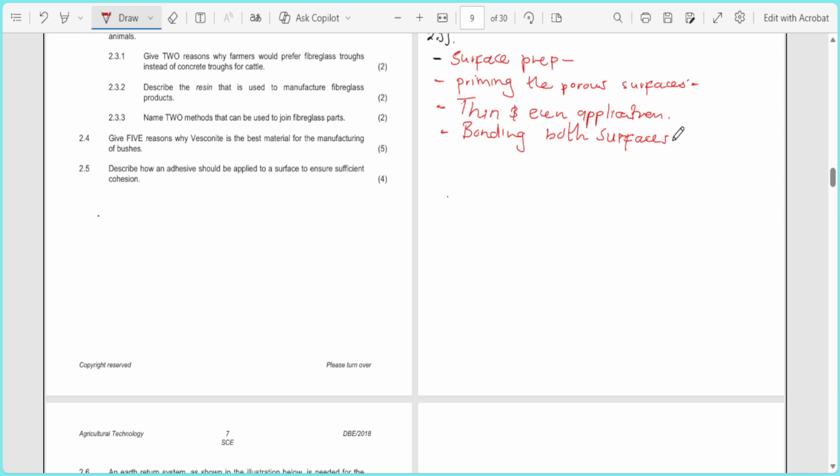Bonding both the surfaces. This will ensure that complete interfacial contact is established, right? Now this maximizes the chemical adhesion of the adhesive. All right, so another point that I can list here would be the curing under pressure.